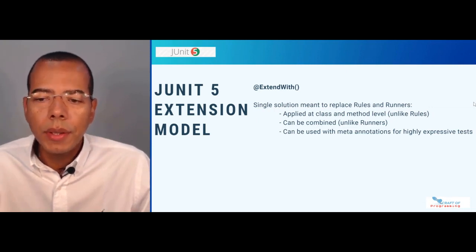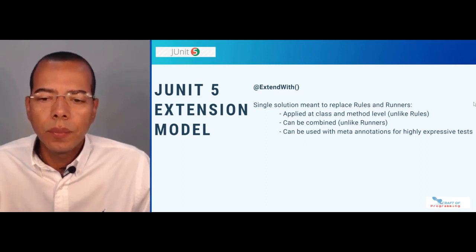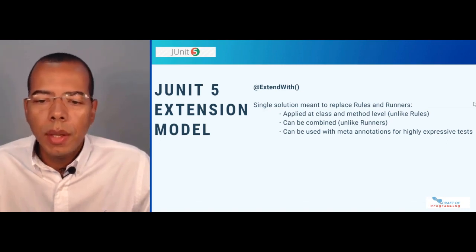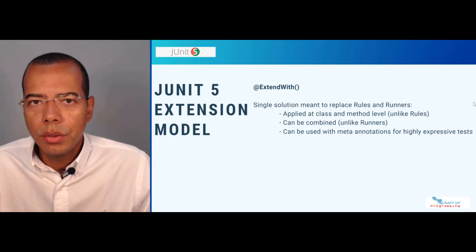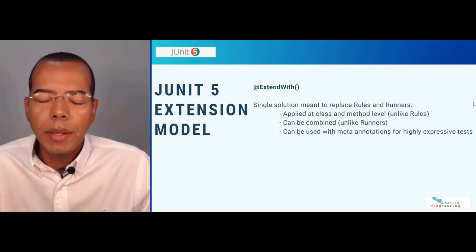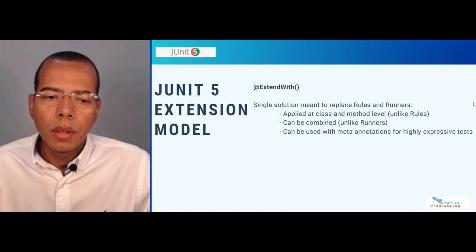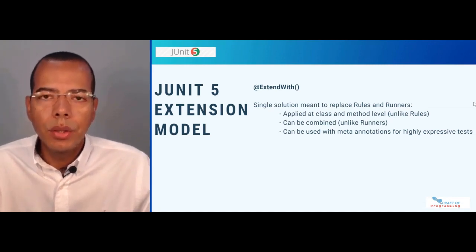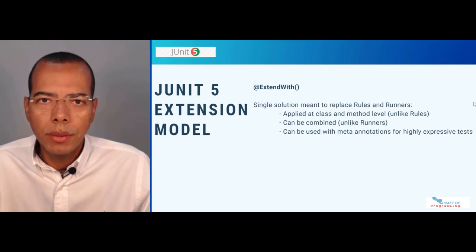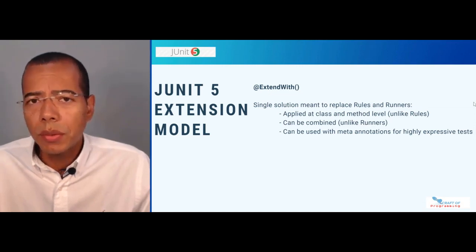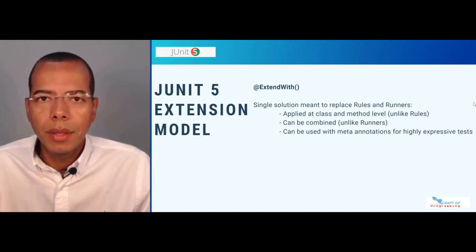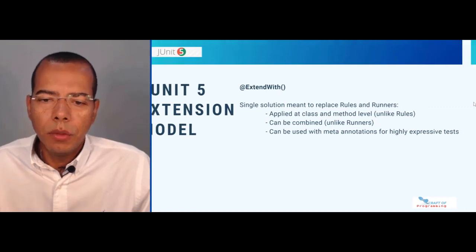So as you can see, unlike rules, you can apply ExtendWith at a class level and at a method level. And unlike runners, they can be combined, which is something that rules provided. And you could also define meta-annotations or your own annotations to have highly expressive tests. So again, the key takeaway here is that JUnit 5 does not support runners anymore. There is limited support for rules. And you should really be using the ExtendWith mechanism as the single extension model in JUnit 5.